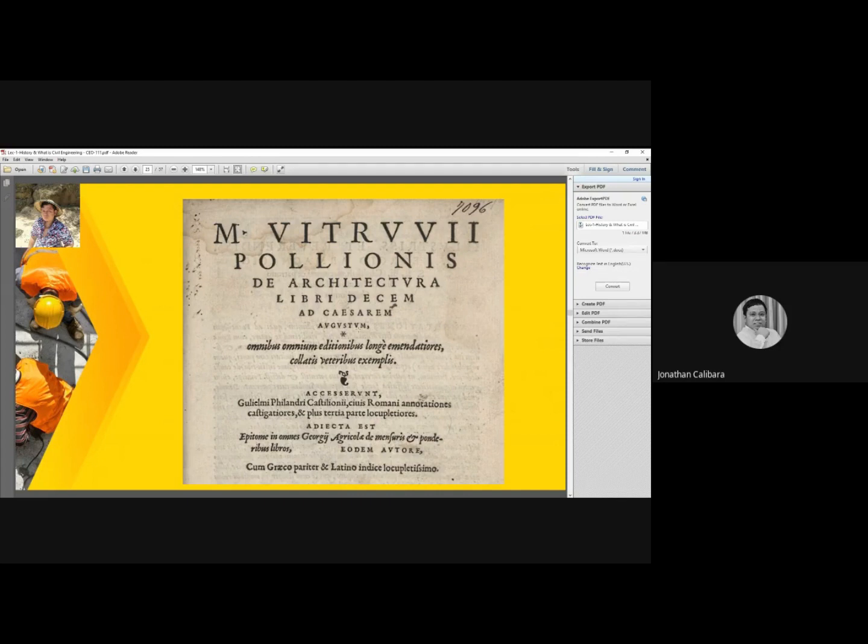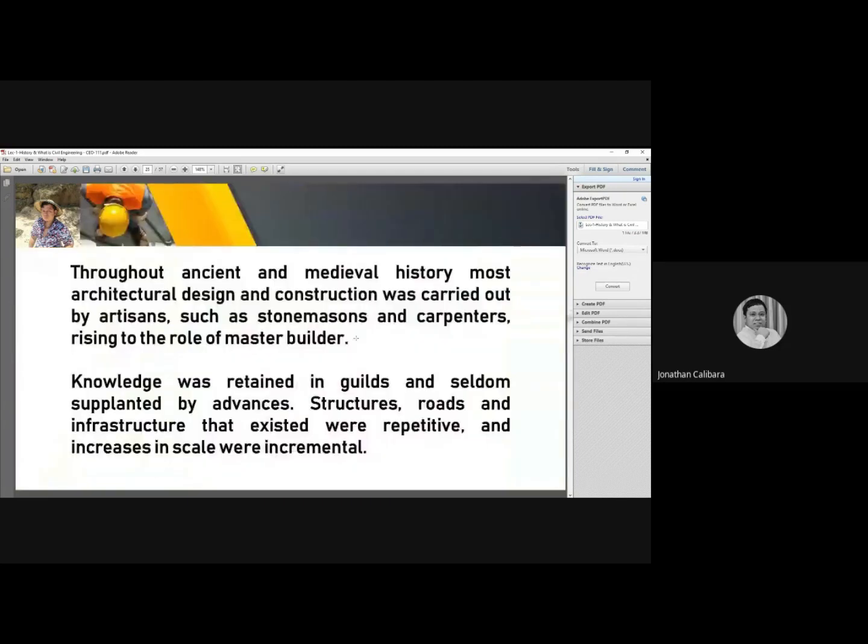Throughout ancient and medieval history, most architecture, design and construction was carried out by artisans such as stone masons and carpenters, rising to the role of master builders. So in the past there were no civil engineers; they were carpenters and masons.